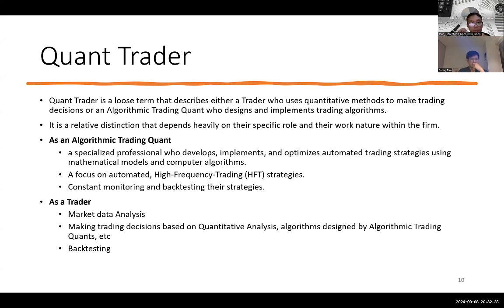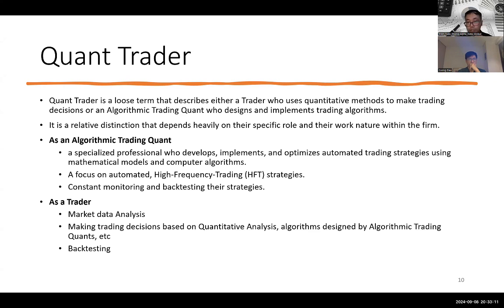Well, there are many definitions for quant traders. But to me, quant trader is a loose term that describes either a trader who uses quantitative methods to make trading decisions, or an algorithmic trading quant who designs and implements trading algorithms, right? It is a relative distinction, and the boundary is very vague and depends heavily on their specific role and the nature of their work within a specific firm.